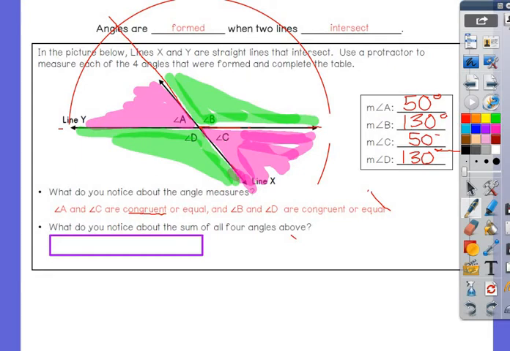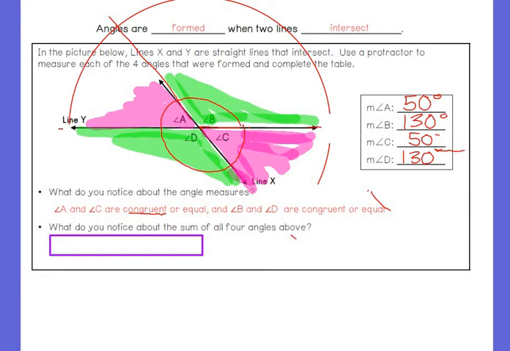That is why my shape made a perfect circle. If I was to use all these angles, I get a 360. A 360 shape is a circle. So all 4 angles will add up to 360. Okay, so the sum of all 4 angles is 360 degrees.